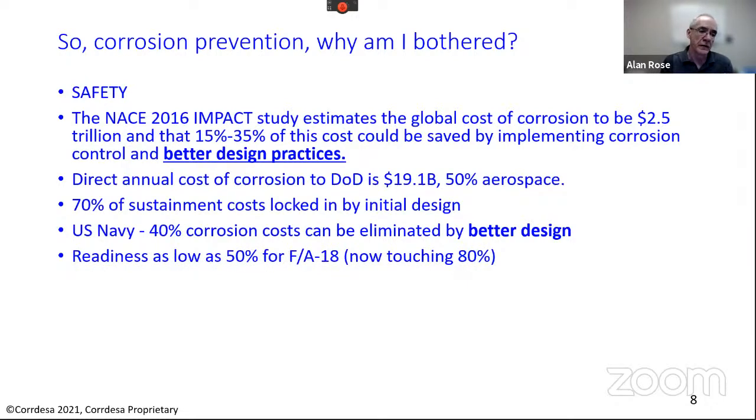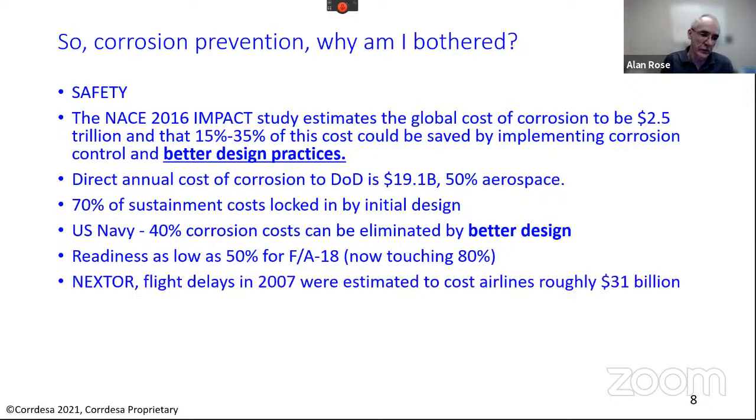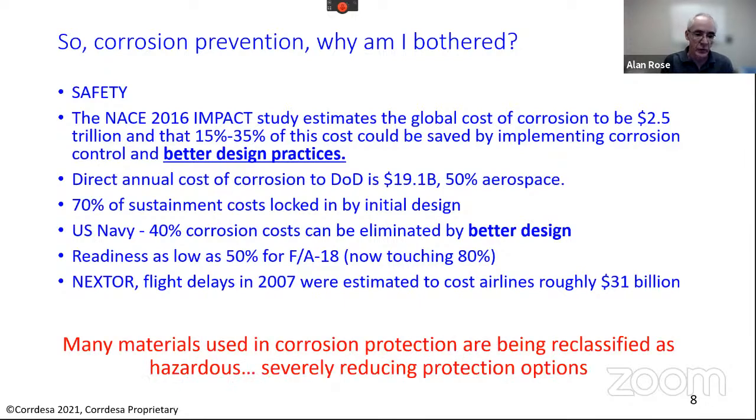From a military perspective, you want your planes ready. You don't want them in the repair shop. A couple of years ago, the FA18 had a readiness level of only 50%. Recently they've got up to about 80%, and it's quite an old platform. So readiness is important to some people, and commercially readiness is important. Flight delays, I found a figure, flight delays in 2007. There'll be all sorts of reasons, some repair and some corrosion. It's not all corrosion. Flight delays, aircraft on ground costs 31 billion in a year. So very expensive. So how do we tackle this?